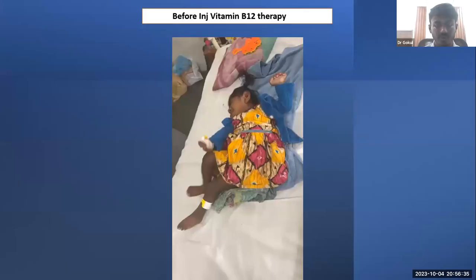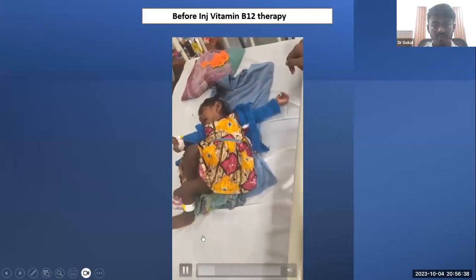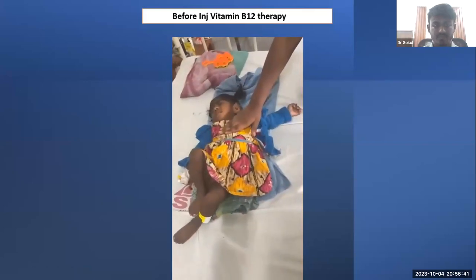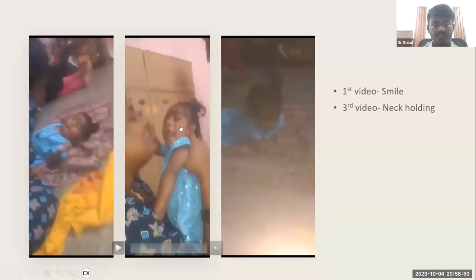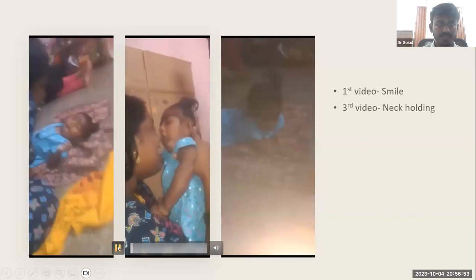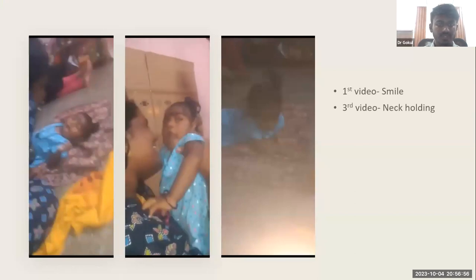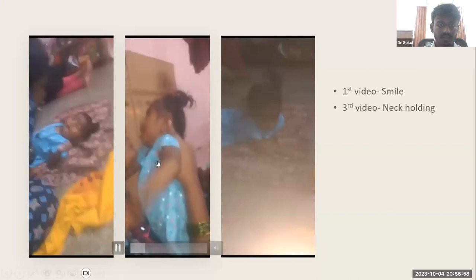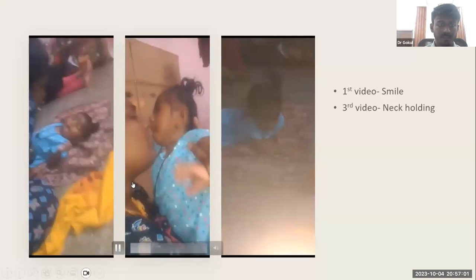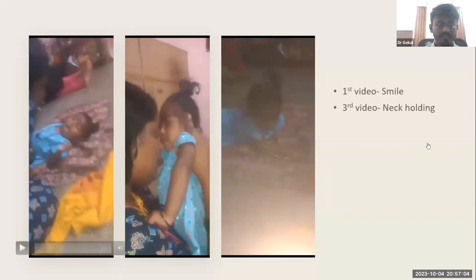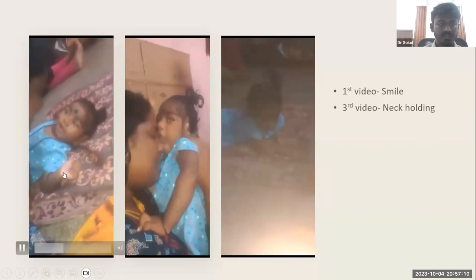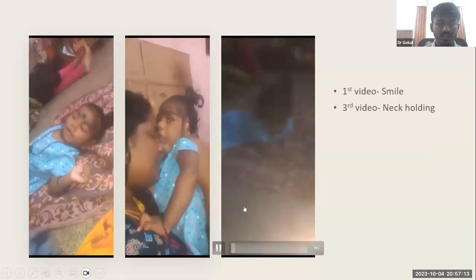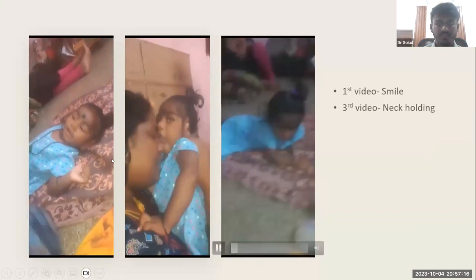So this was before starting vitamin B12. After vitamin B12 therapy, the child was able to recognize the mother, and a social smile was also present. Neck holding was there.